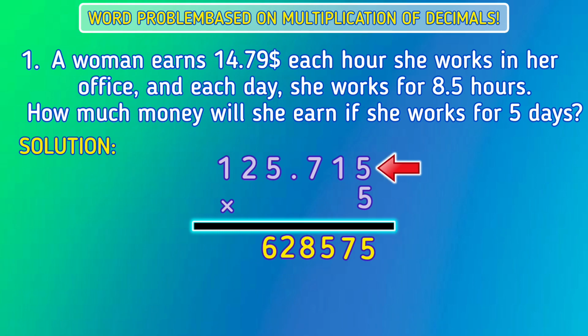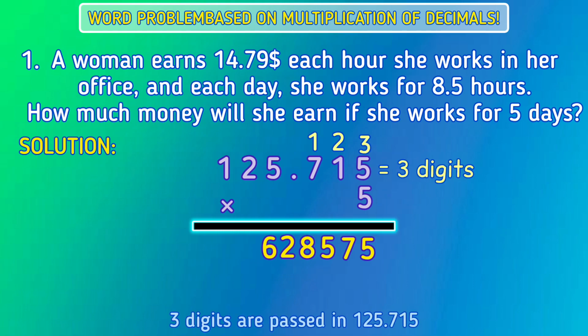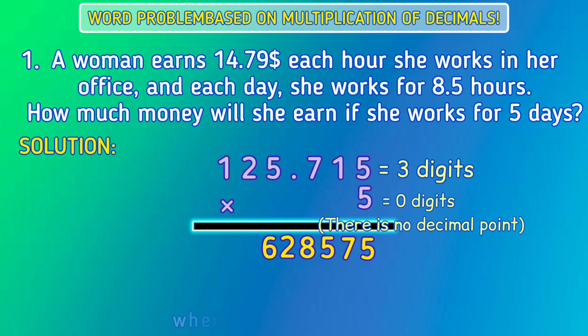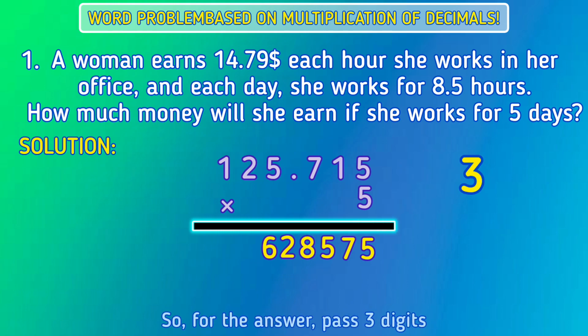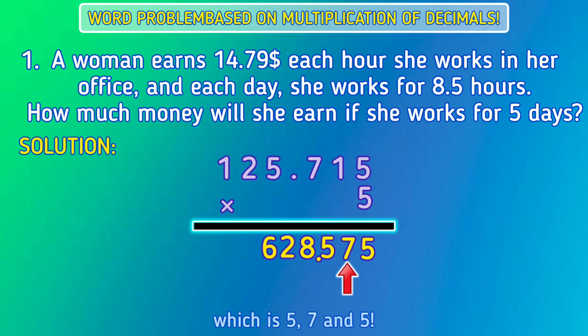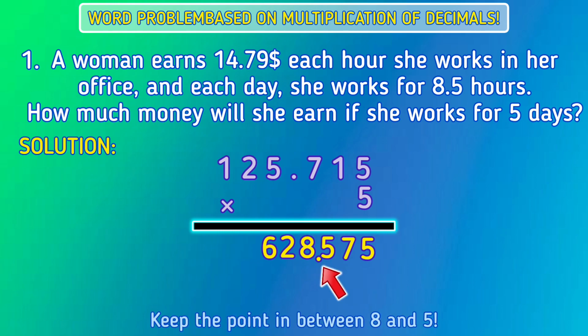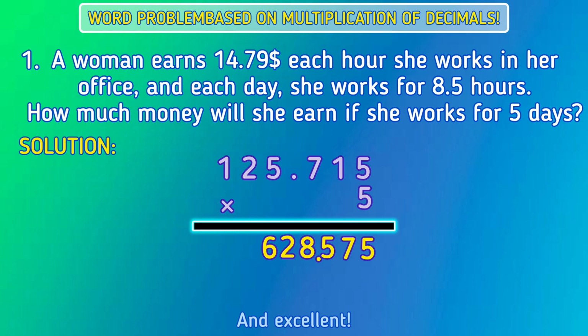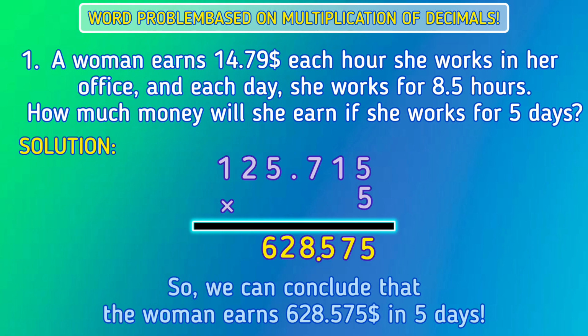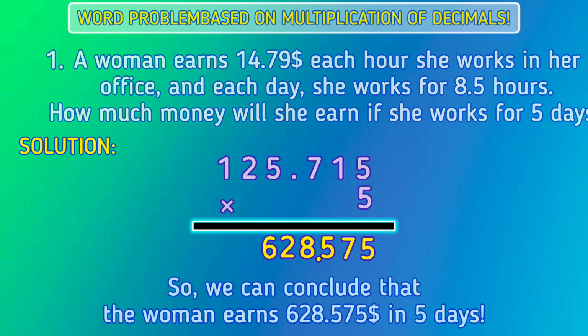Now let's find where we can place the decimal point. In the question, 125.715 and 5. 3 digits are passed in 125.715 whereas 0 digits are passed in 5. 3 plus 0 gives 3. So for the answer pass 3 digits which is 5, 7 and 5. And there, keep the point in between 8 and 5 and excellent. The answer is 628.575. So we can conclude that the woman earns $628.575 in 5 days. Great!